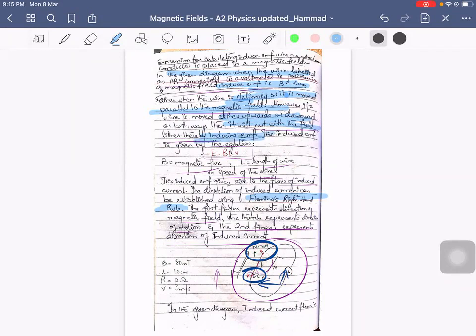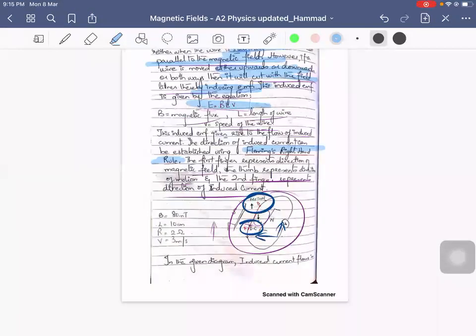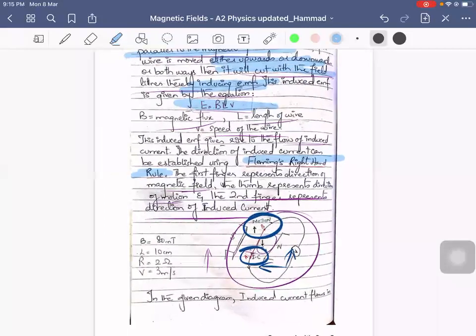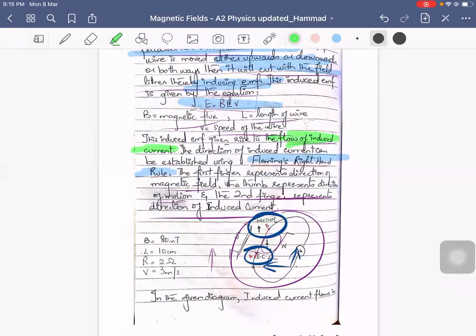This induced EMF is given by the equation E is equal to BLV, right? This induced EMF gives rise to an induced current. The direction of this induced current can be worked out using Fleming's right hand rule. The first finger represents the direction of the magnetic field, the thumb represents the direction of motion, and the second finger represents the direction of the induced current. Fleming's right hand rule is used to work out the direction of the induced current.